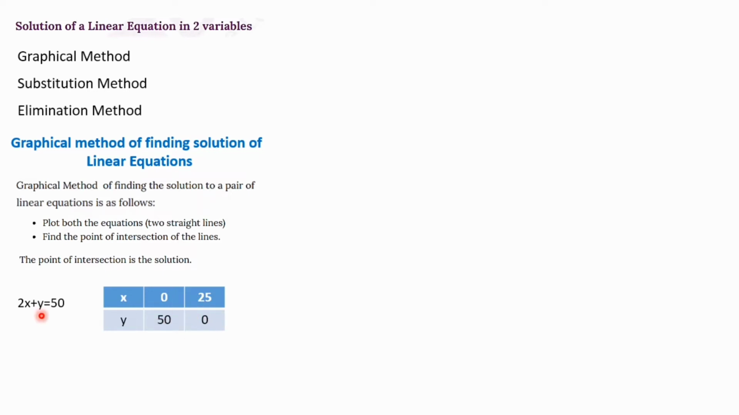Next, I am putting y as 0. So if I put y as 0, we will get 2x is equal to 50. So x is equal to 50 by 2, that is 25. So we have got 2 points, and that is enough. If you wish to calculate one more set of points, it's not a problem.